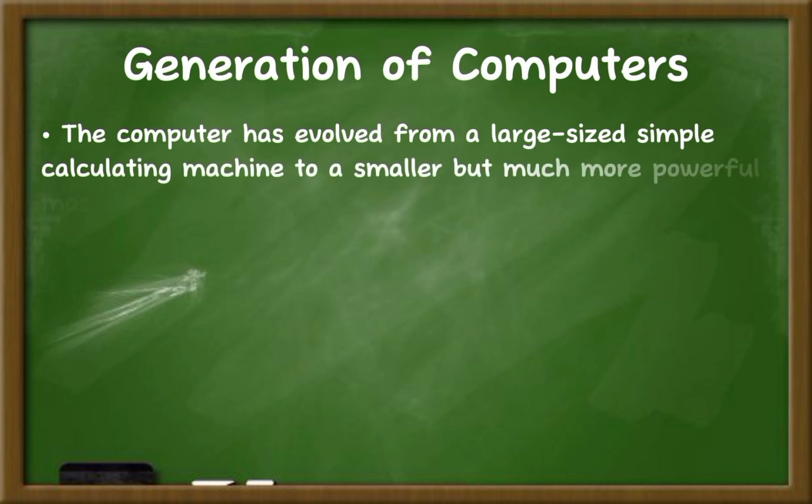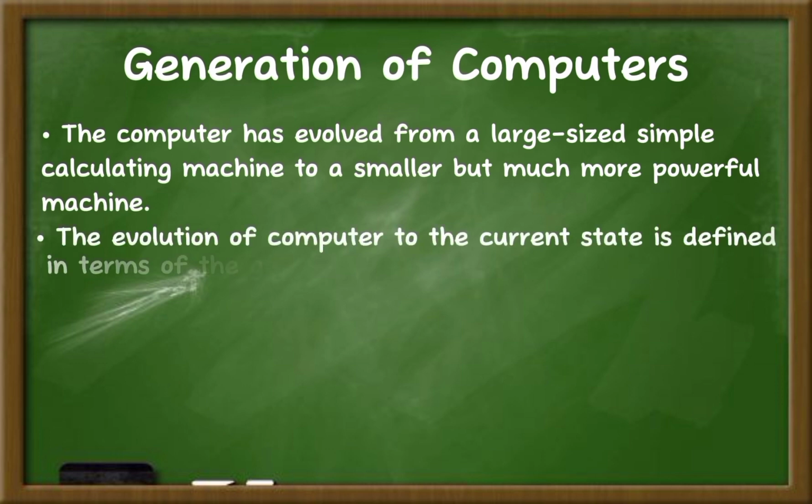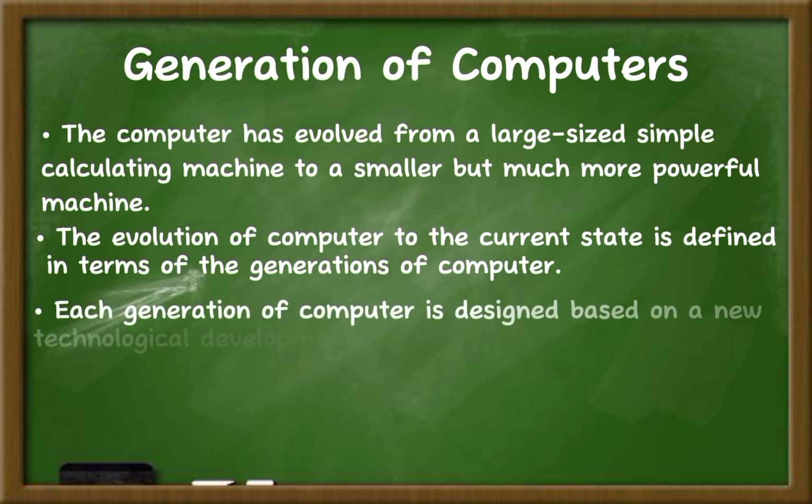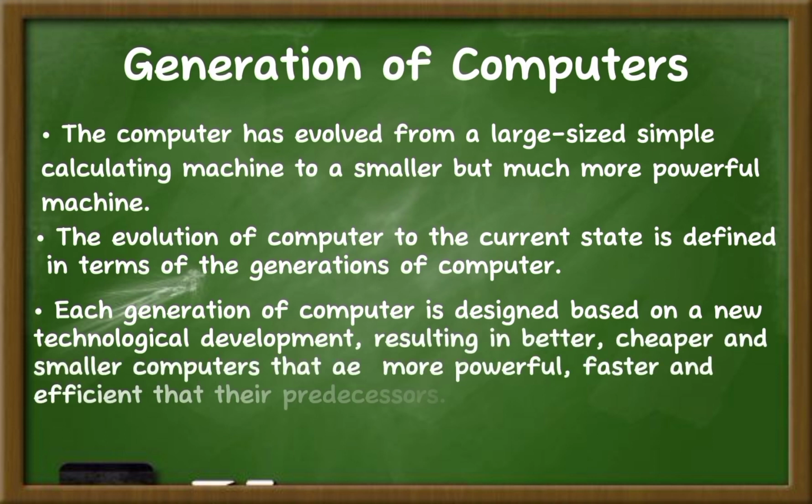The computer has evolved from a large-size simple calculating machine to a smaller but much more powerful machine. The evolution of computer to the current state is defined in terms of the generation of computer. Each generation of computer is designed based on a new technological development, resulting in better, cheaper, and smaller computers that are more powerful, faster, and efficient than their predecessors.